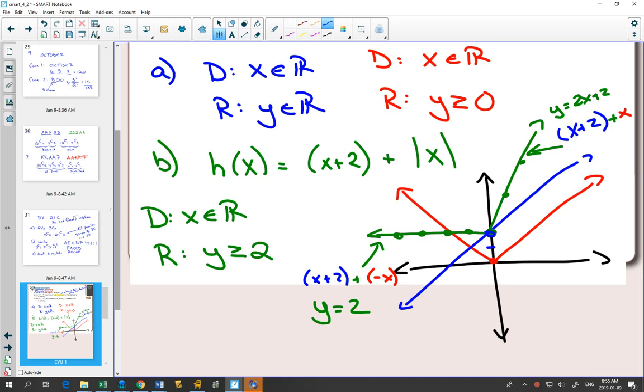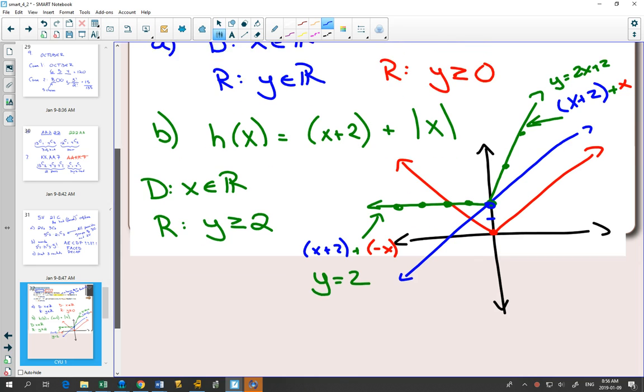And then this section of the green line is still my blue line, which is still x plus 2 because it never changes. But now my red line, if I would say, what's the equation of that red line or that part of the absolute value graph, it would be negative x. And if you add x plus 2 and negative x together, you just get y equals 2.